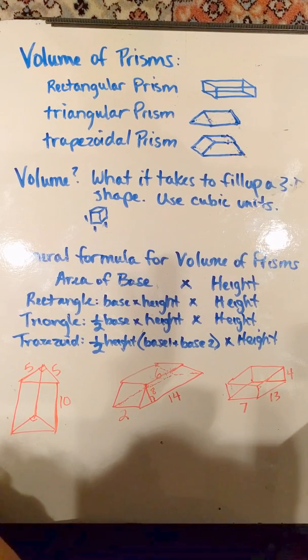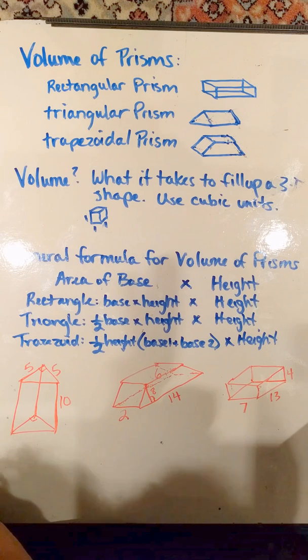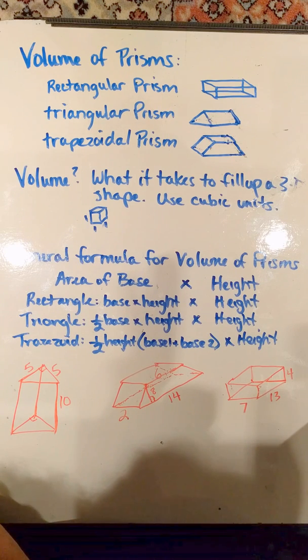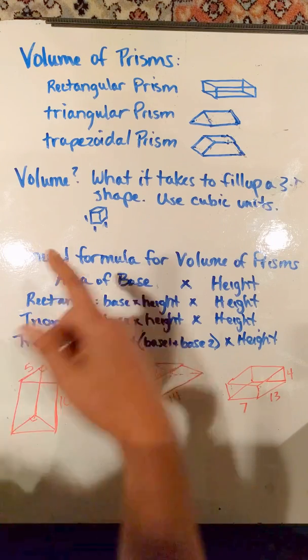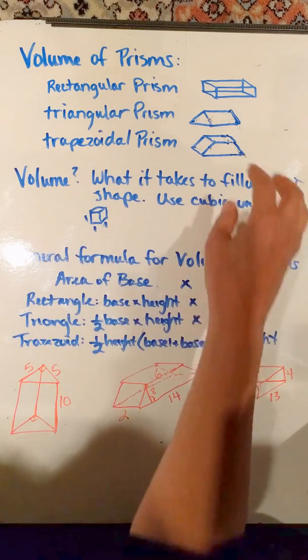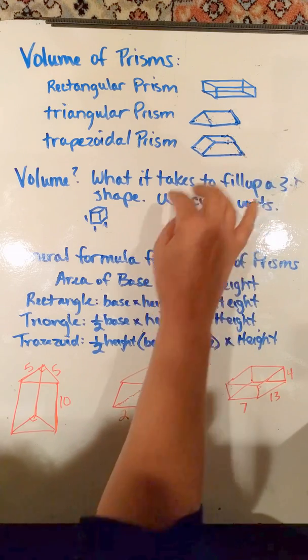Anyway, that's what we're going to look for, and we're going to try to find the volume. So what is volume again? Volume is what it takes to fill up the 3D shape. And what we use are cubic units.